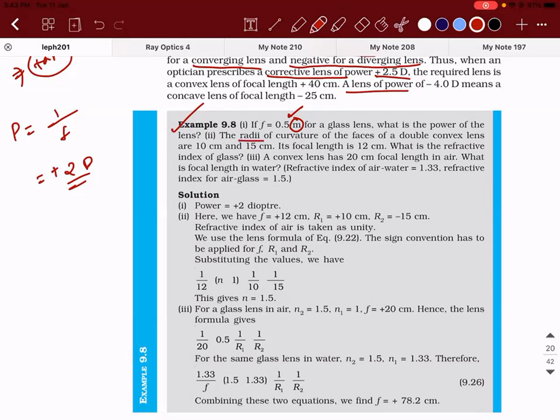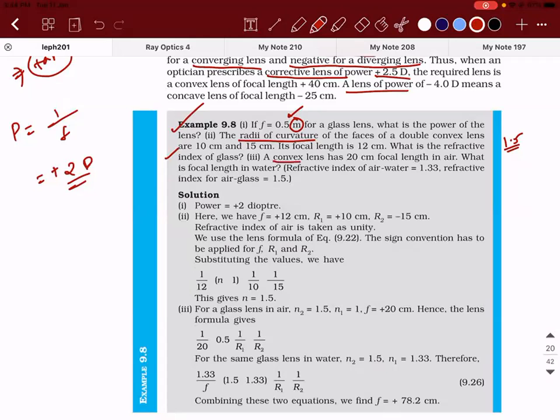The second part is: the radii of curvature of the faces of a double convex lens are 10 centimeter and 15 centimeter, and its focal length is 12 centimeter. What is the refractive index of the glass? This we have already solved. This is the one we solved from the worksheet that I showed you. Answer came out to be 1.5.